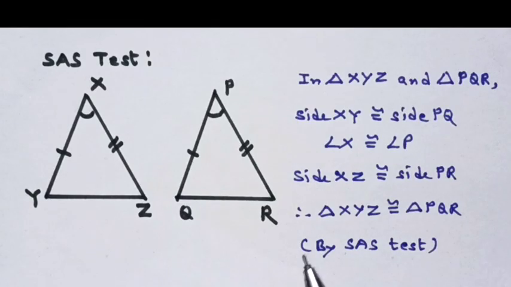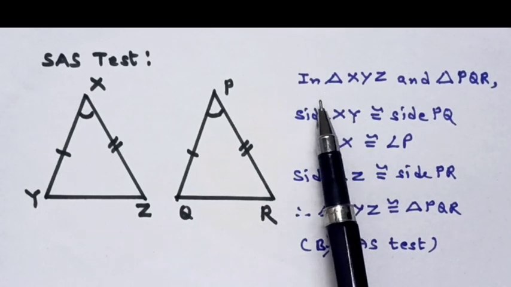SAS test. If two sides and the included angle of a triangle are congruent to two corresponding sides and the included angle of other triangle, then two triangles are congruent to each other. So very much clear in this figure.